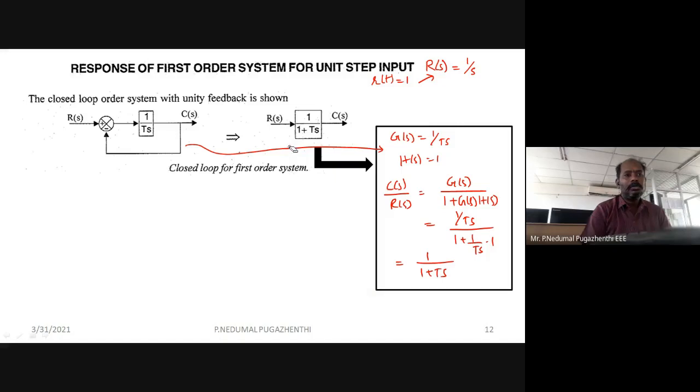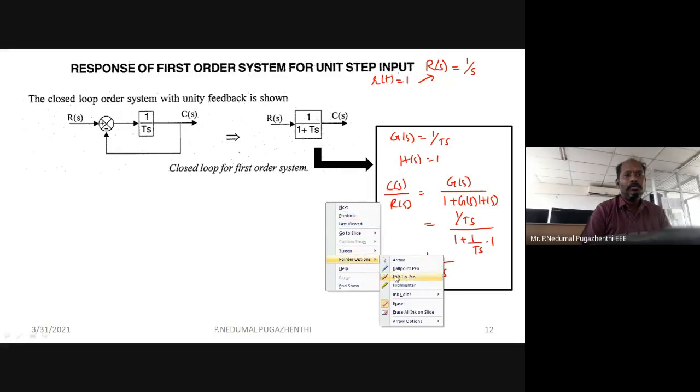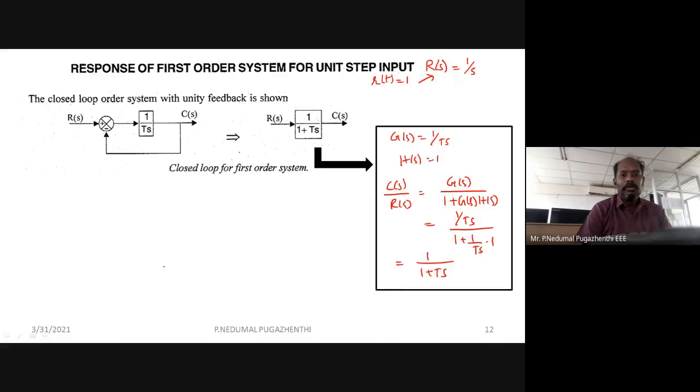Any doubts? Any doubts in this particular derivation? Any doubts? Hello? No doubts, sir. Fine. So this is how you got it. Now, your closed loop transfer function is C of S by R of S is equal to 1 by 1 plus Ts. Is that okay?